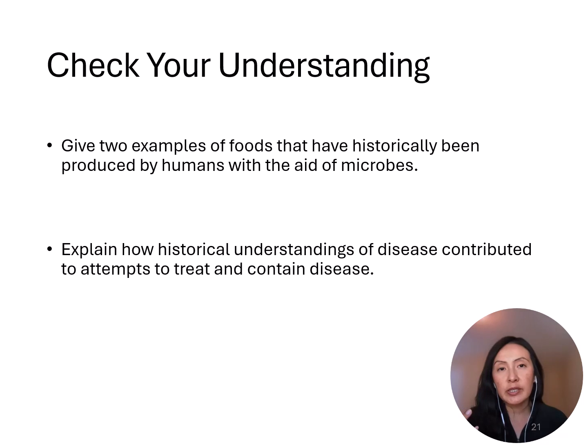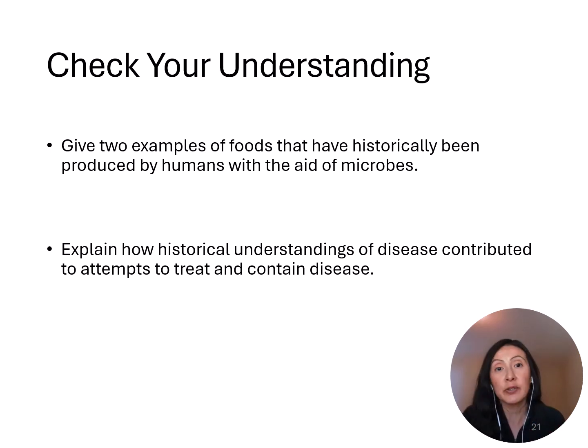So like those objectives, the check your understanding questions or examples are also important to gauge your knowledge. Are you understanding what's happening so far? The first one shown here: give 2 examples of foods that have been historically produced by humans with the aid of microbes. So these include things we've talked about like bread, cheese, what else do we talk about? Beer, yogurt, sauerkraut.